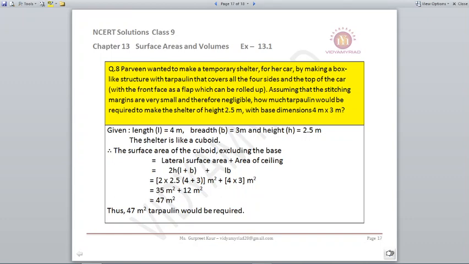So length is given as 4, breadth is given as 3 and height is given as 2.5. So what you are going to do is find the lateral surface area plus the area of the ceiling or area of the top, because the base is not there. So 2h into (L plus B) plus LB. Put the values, you got it as 47 meters square, which is the tarpaulin that would be required to make the shelter for the car.